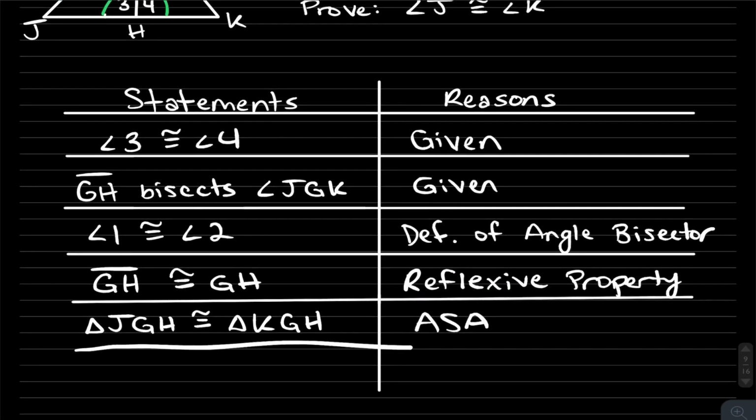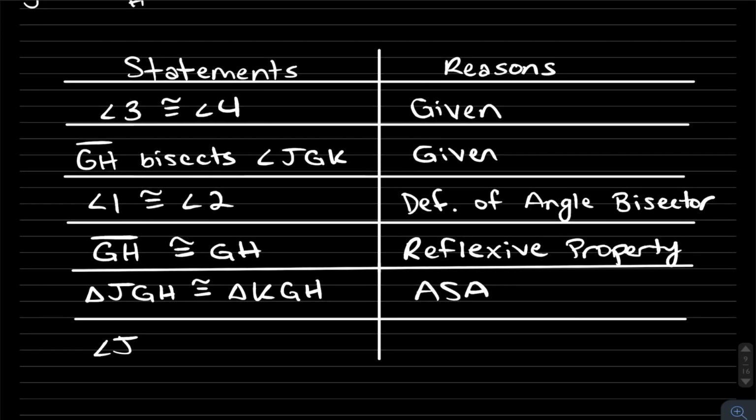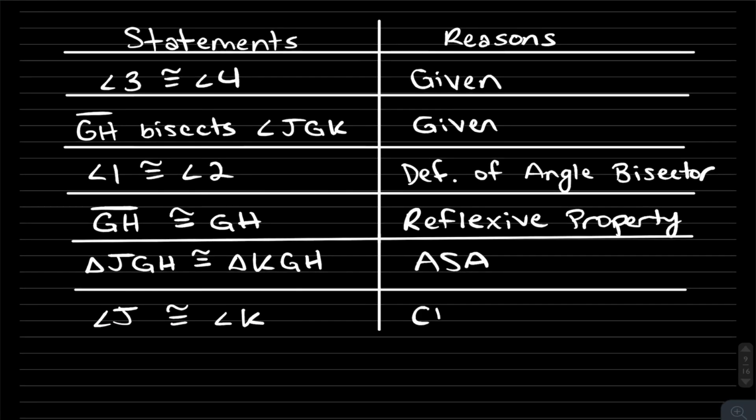So now that we know this, we got one more step here, okay? And that's to show that angle J is congruent to angle K. We will know this because since these two triangles are congruent now, we know that the angles are congruent, the sides are going to be congruent, right? But more importantly, what we're trying to prove actually is congruent, right? And we know that because congruent parts of congruent triangles are congruent. Okay, and there you go.